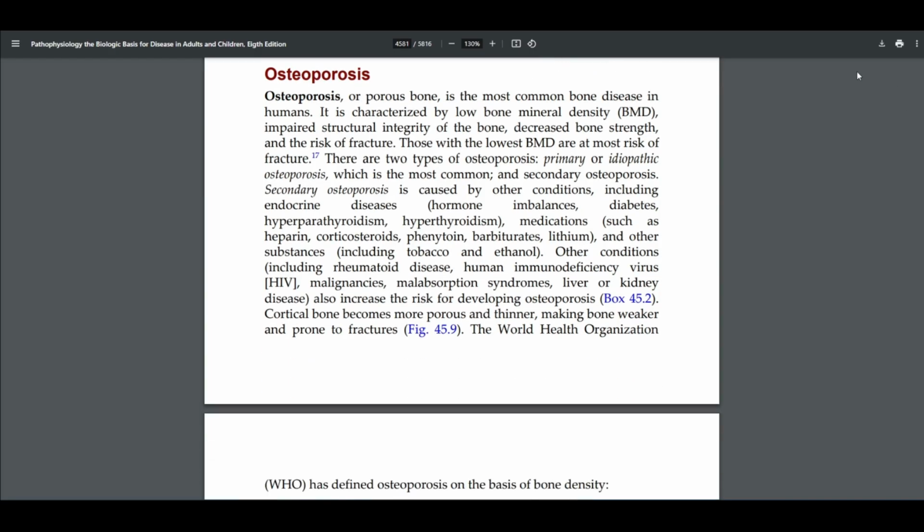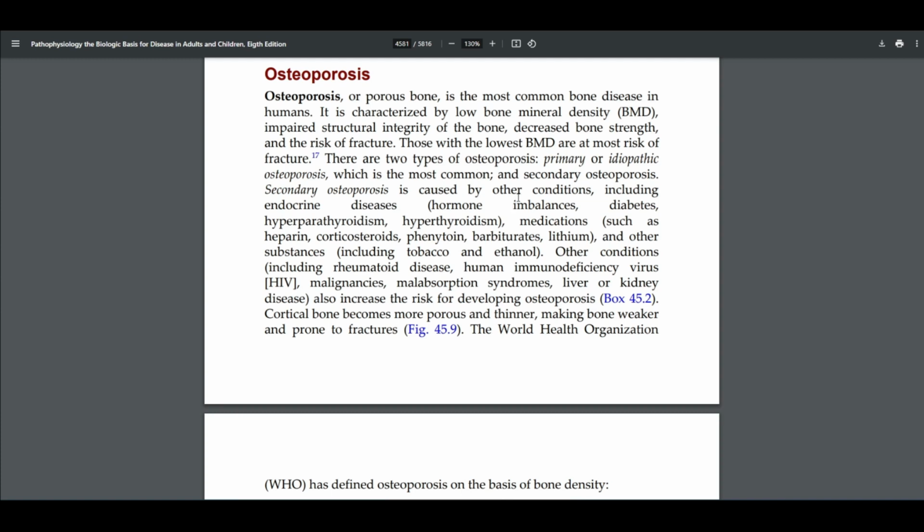Osteoporosis. Osteoporosis, or porous bone, is the most common bone disease in humans. It is characterized by low bone mineral density, impaired structural integrity of the bone, decreased bone strength, and risk of fractures. Those with the lowest BMD, or bone mineral density, are at the most risk of fracture.